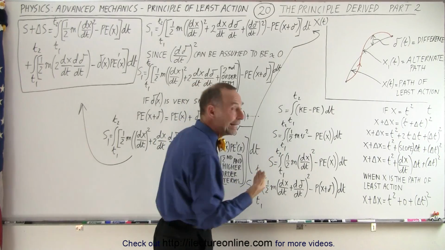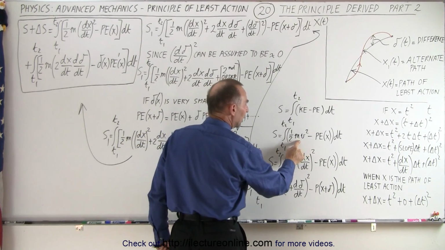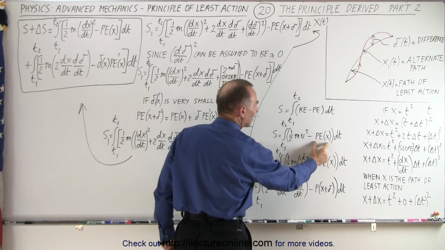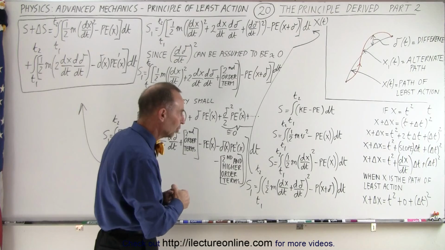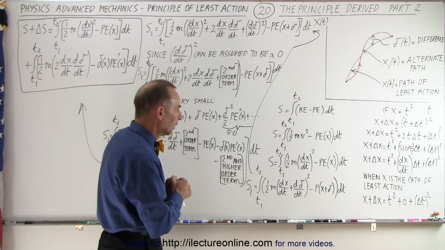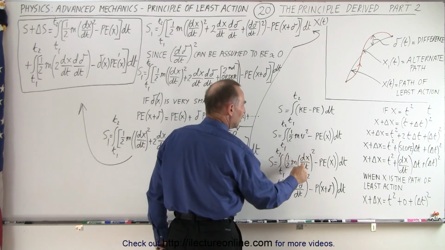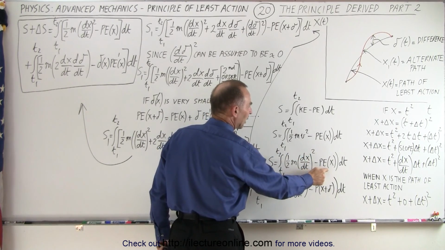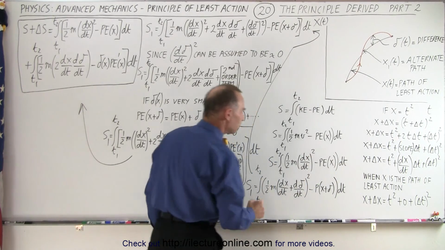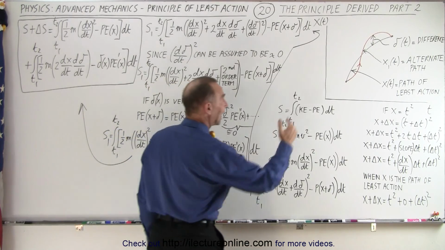If we are in a gravitational field, the kinetic energy will be 1/2 mv squared, and the potential energy will simply be a function of x, of position. Remember, we're doing this in one dimension. So we realize that v can be expressed as dx/dt. So we have an x and a t, and here we have the potential energy as a function of position. Now, what if we take the alternate path? Let's call the alternate path x1.